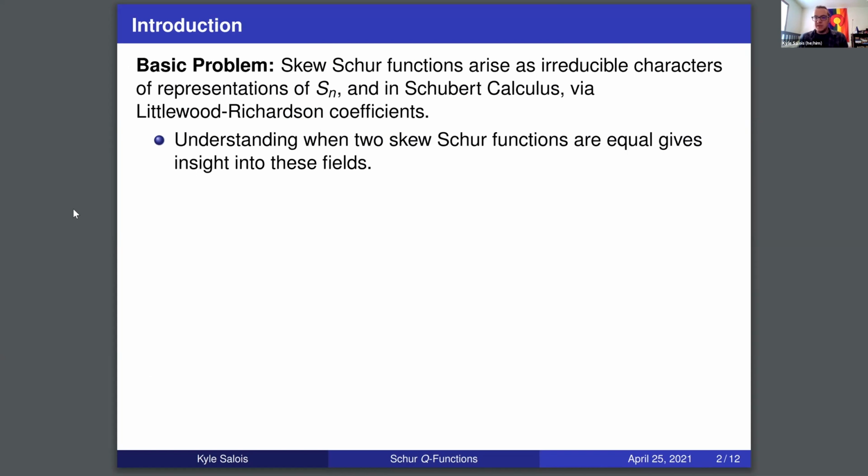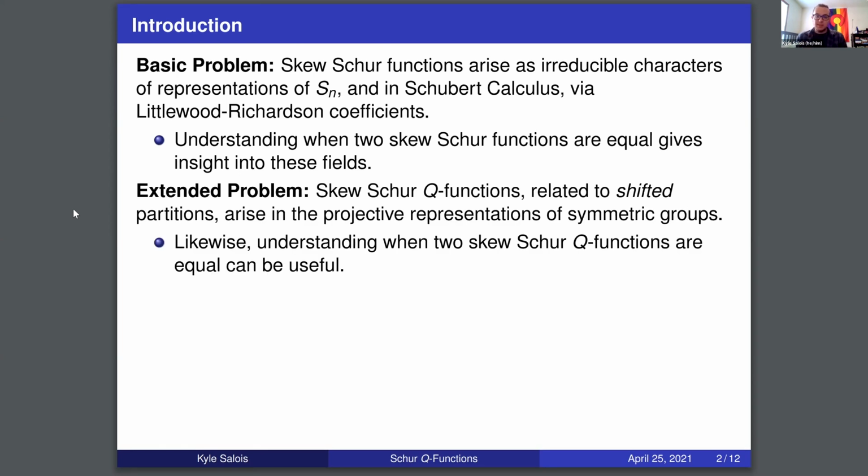Okay, so starting with our motivation. A basic problem in symmetric function theory is, well, the normal Schur functions, so non-shifted, non-Q, arise in a bunch of different areas: representation theory, algebraic geometry, and these Littlewood-Richardson coefficients, which describe the multiplication of two Schur functions. And so you can ask different types of questions about these, including, when are two Schur functions equal? If two Schur functions are, say, indexed by different skew partitions, if they're equal, then that tells you a lot about the Littlewood-Richardson coefficients, and so it can be helpful in those fields.